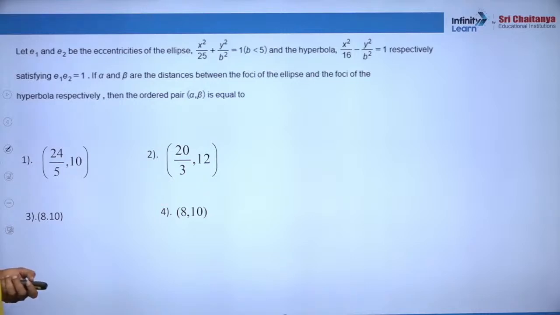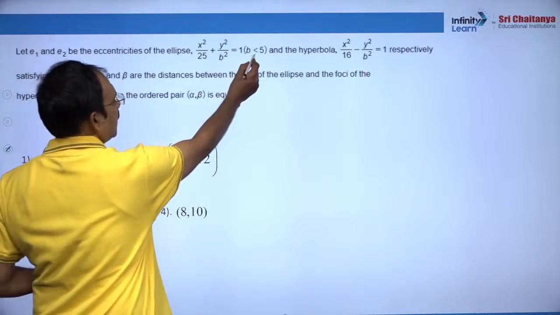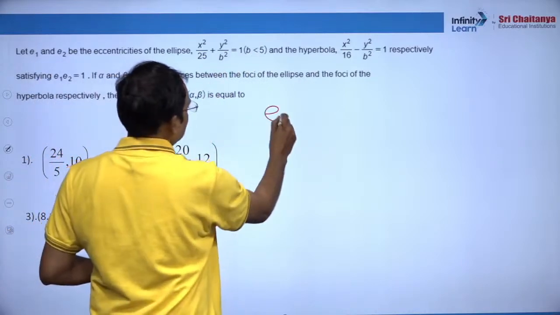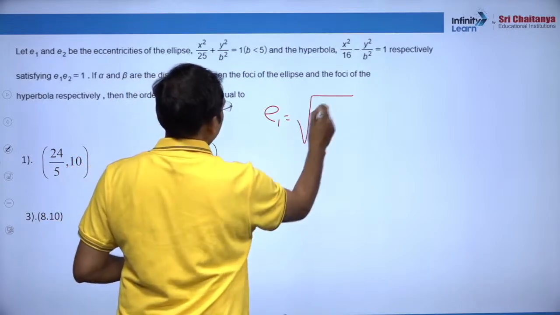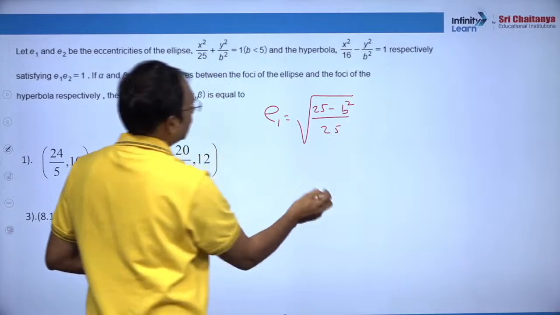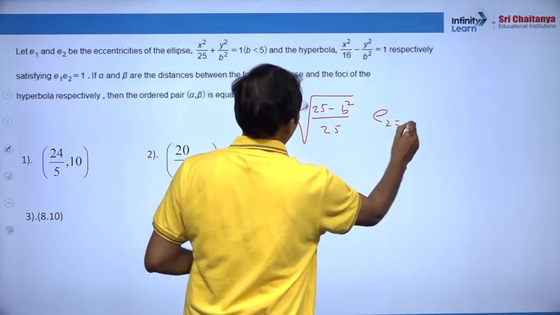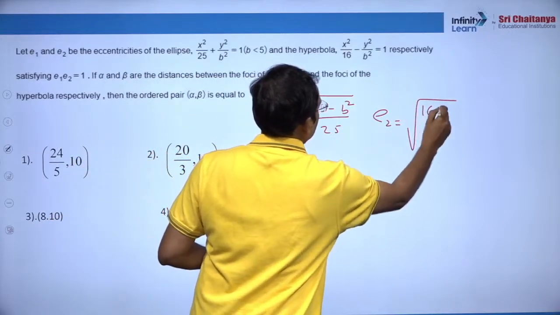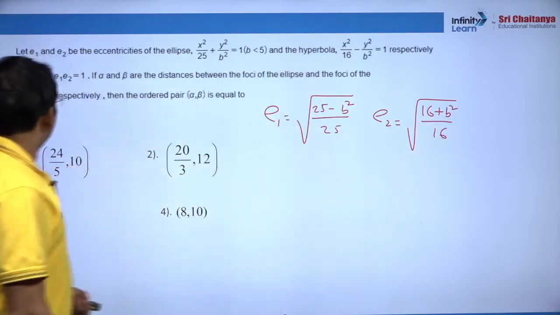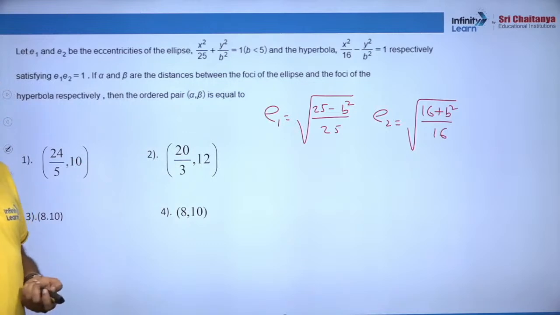Next, this is another question. Let E1, E2 be the eccentricities of the ellipse and hyperbola. You see, b less than 5 means b square is less than 25. Eccentricity of the first ellipse is root of (25 minus b square) by 25. Eccentricity of the second one, the hyperbola, is root of (16 plus b square) by 16, right. So, he has given that E1 E2 is equal to 1.